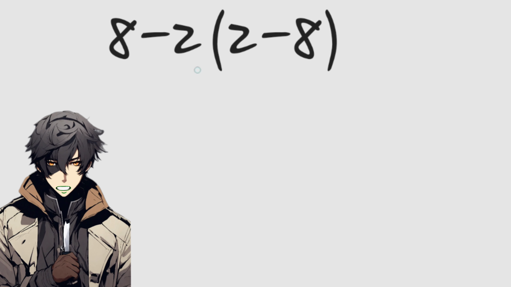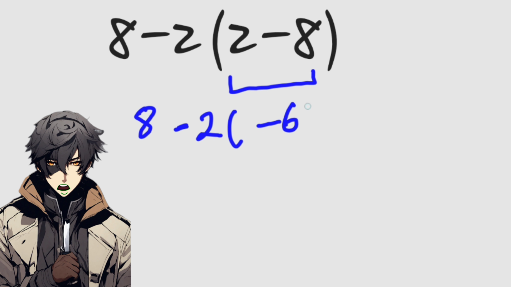8 minus 2 times open parenthesis, 2 minus 8 close parenthesis. Step 1. Handle everything inside the parentheses. 2 minus 8 equals negative 6. So now, our problem becomes 8 minus 2 times negative 6.